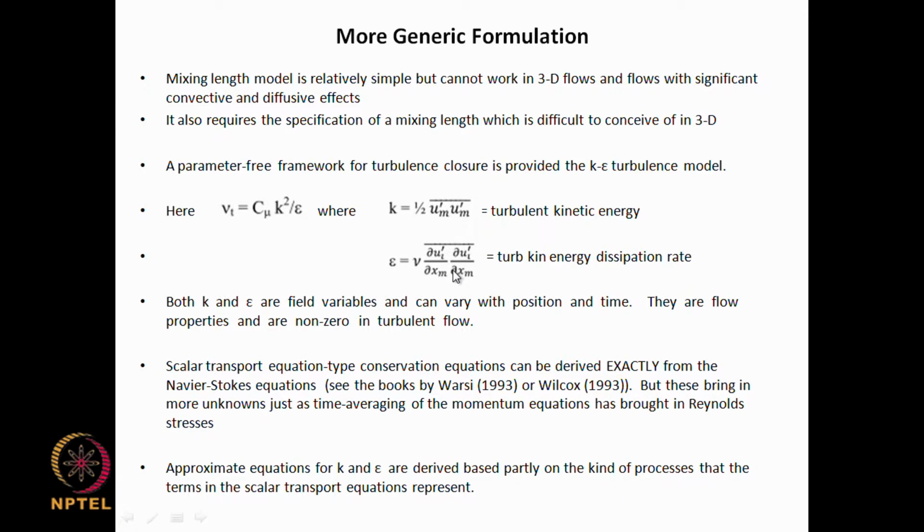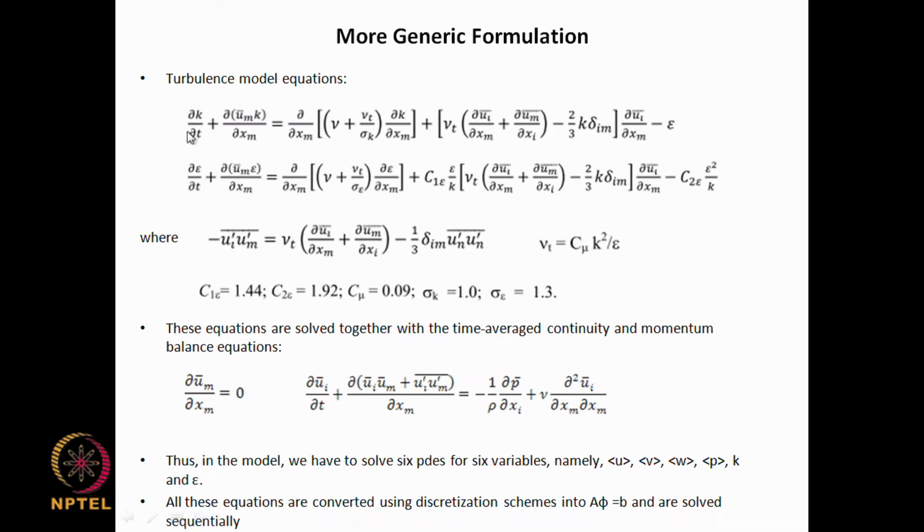which is given here. So this epsilon definition comes from deriving an equation for k, and this comes out as a negative, minus epsilon, and we have seen that epsilon itself is positive. So that means that if all the other terms are not there, then k will decrease with time if epsilon is constant. So that is why we can say that this is the rate of dissipation of turbulent kinetic energy, or turbulent kinetic energy dissipation rate.